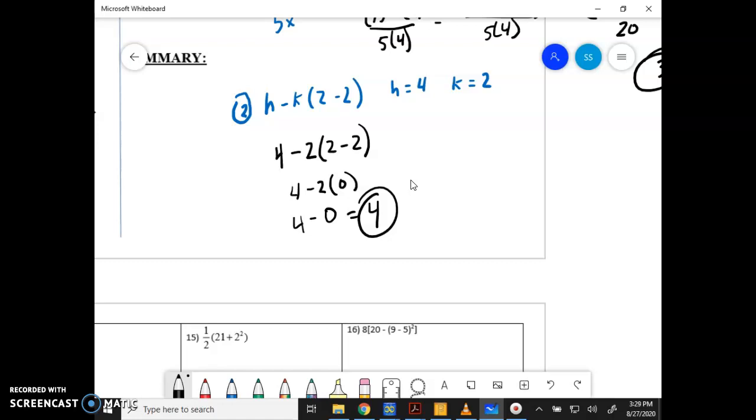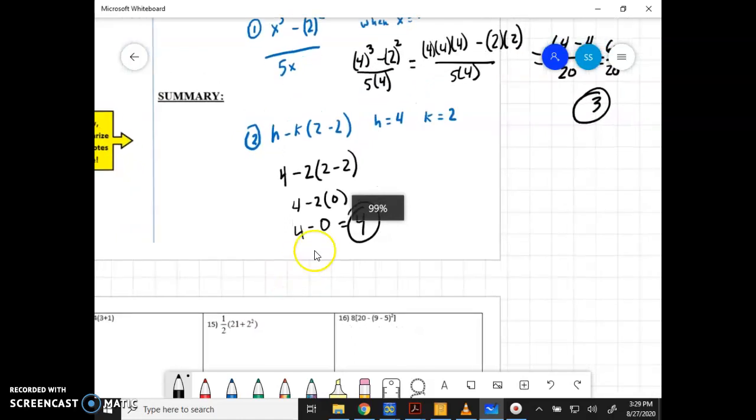Now if I would have done that the opposite way, right, if I would have gone just left to right and did 4 minus 2, well that's 2, and then 2 times 0 is 0. Okay, so that's a good example of how you're going to get the wrong answer if you do not follow GEMDAS. All right, so that is it for notes for this week.